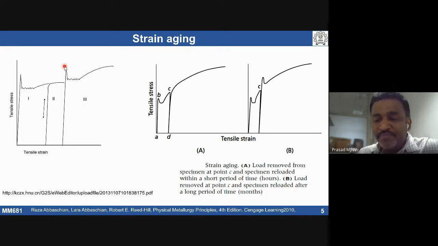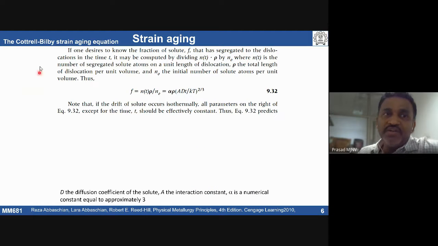I hope it's clear to all of you about static strain aging. So one can estimate the fraction of solutes segregating to the dislocations. Cottrell and Bilby, basically the same people who explained the yield point phenomenon, continued explaining this strain aging, how the dislocations get pinned by solute atoms.